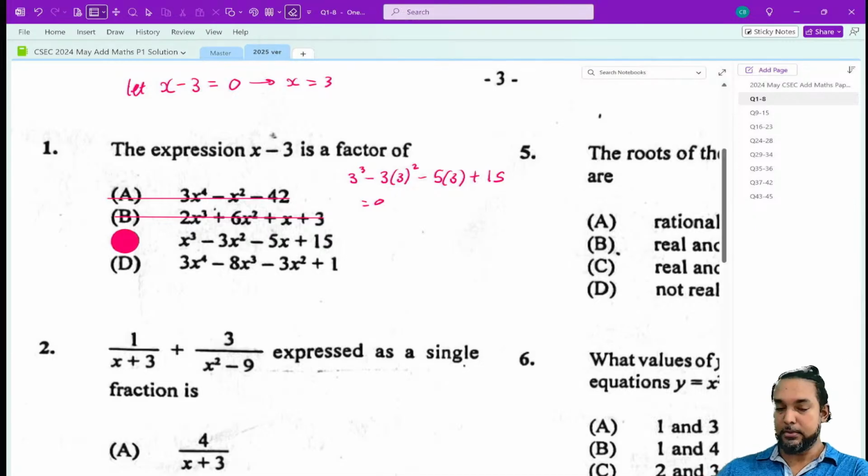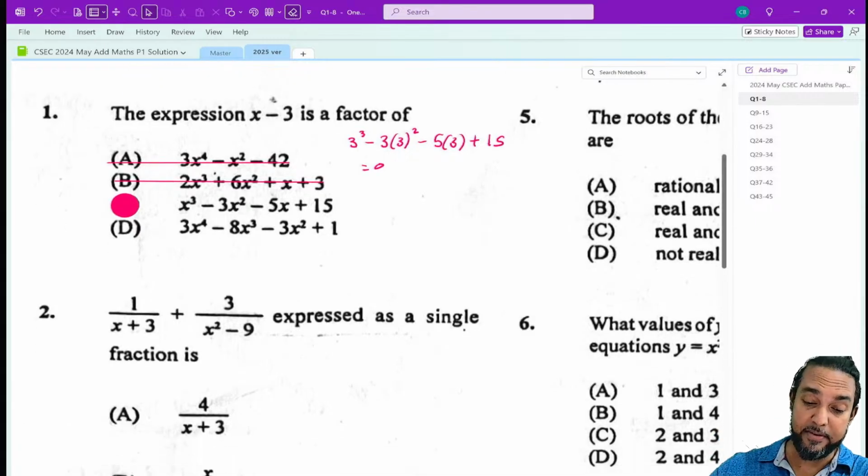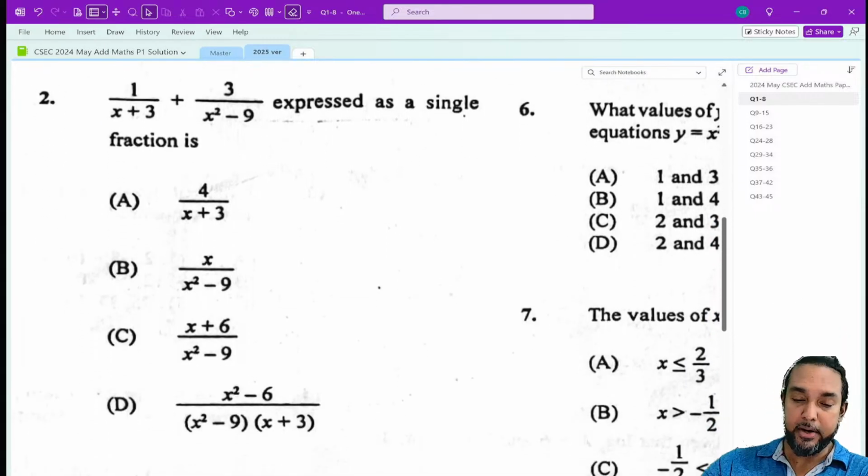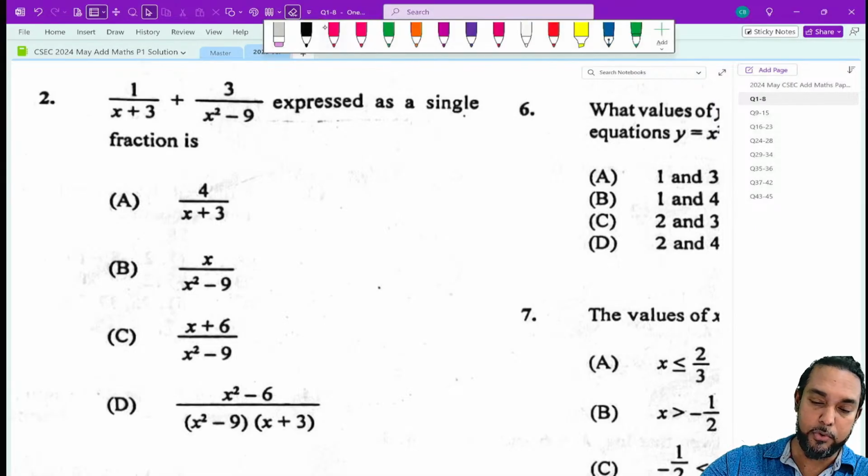Unless you work really quickly and really accurately, you probably won't have time to test out all of them. So you have to know some of the little tricks. Item 2 is one we see in quite a number of papers.